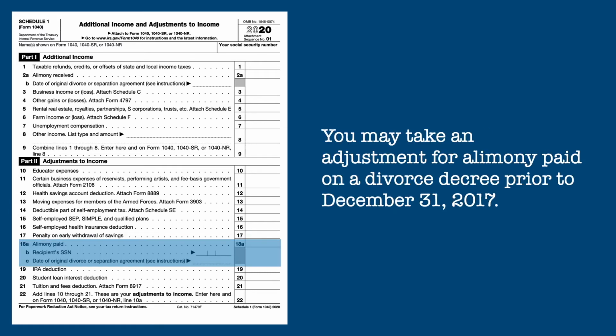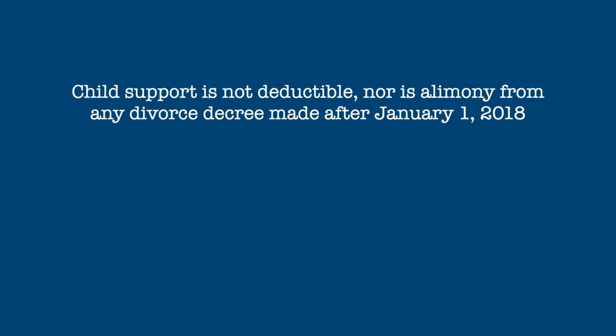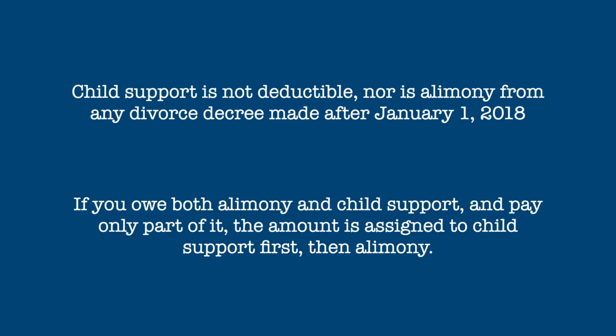If you pay alimony, you may adjust your income by the amount of the alimony paid. This adjustment is only available to taxpayers with divorce decrees prior to December 31st, 2017. You must provide the date of the divorce decree and the Social Security number of the receiving spouse. Child support is not deductible, nor is alimony from divorce decrees from January 1st, 2018 onward. If a spouse owes both child support and alimony and pays only part of it, the amount is assigned to child support first, then deductible alimony later.